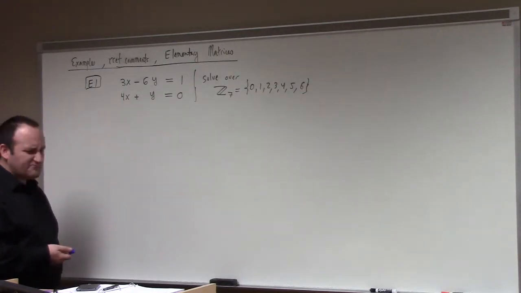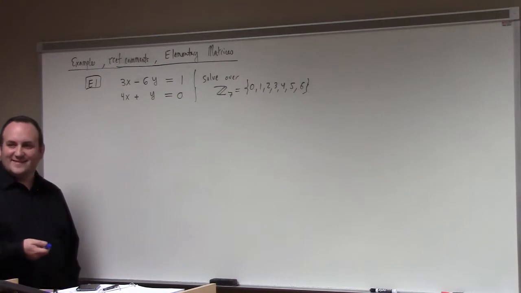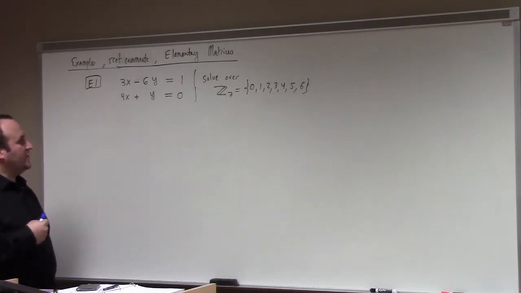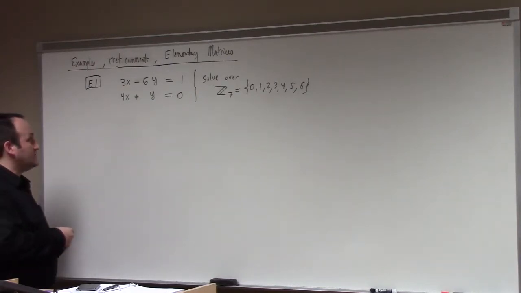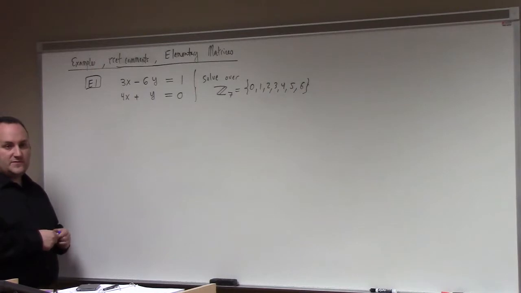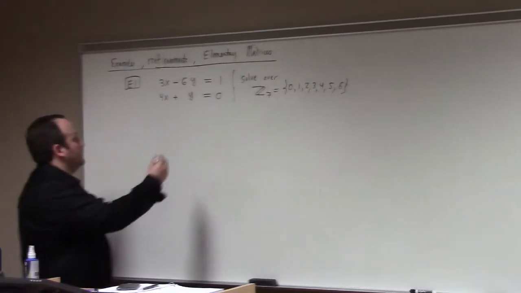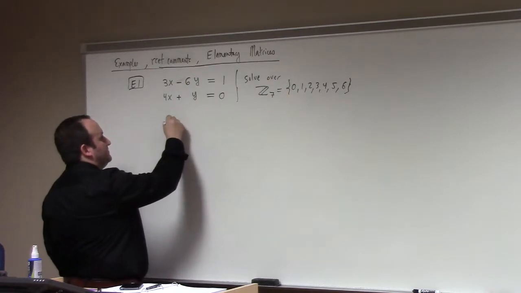Okay, so, what's that? No? So I had a couple problems. Here's one. I want to try to solve this system over Z7, Z mod 7. And so I'm going to try to use Gaussian elimination to start with, okay? So what's the augmented coefficient matrix?